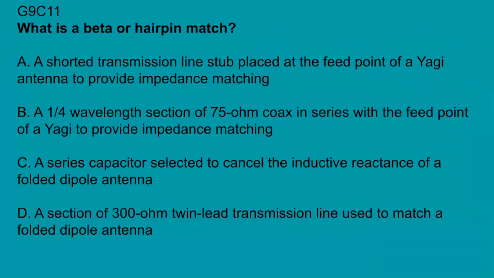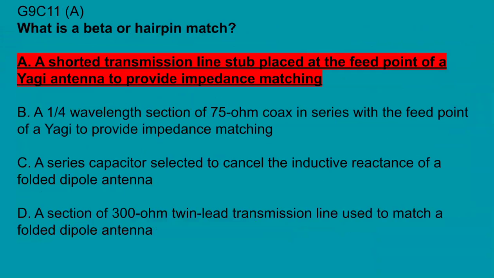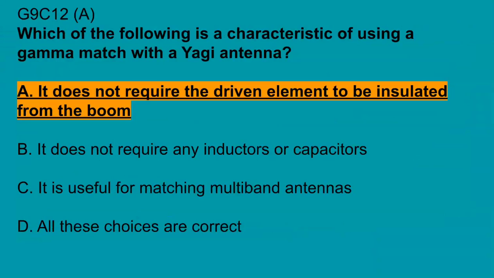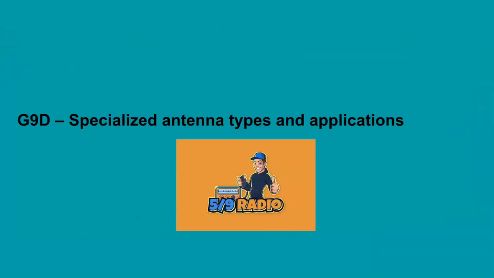G9C11, what is a beta or hairpin match? Answer: a shorted transmission line stub placed at the feed point of a Yagi antenna to provide impedance matching. G9C12, which of the following is characteristic of using a gamma match with a Yagi antenna? It does not require the driven element to be insulated from the boom.